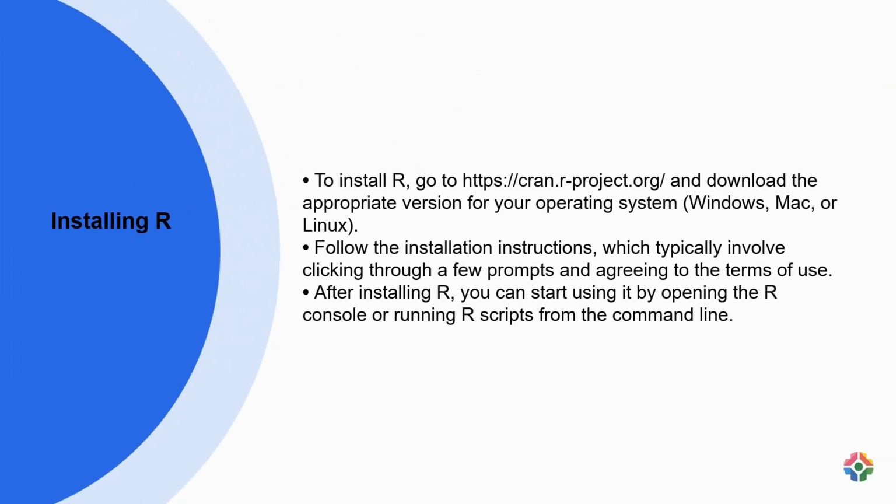To install R for your operating system, visit https://cran.r-project.org/. Choose the correct version, Windows, Mac, or Linux, and follow the installation steps provided on the website. Typically, this involves downloading the installer, executing it, and accepting the terms of use.